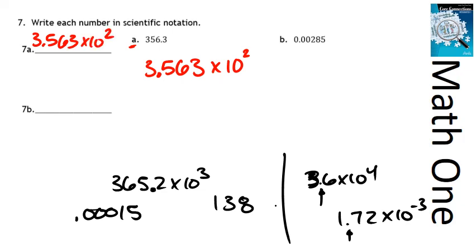So let's try that with B and see how that would work. For B, with the decimal in the right place, it would look like 2.85, right? Now, multiplying by 10 would be a bad idea, because if I multiplied by 10, it'd be 28.5.